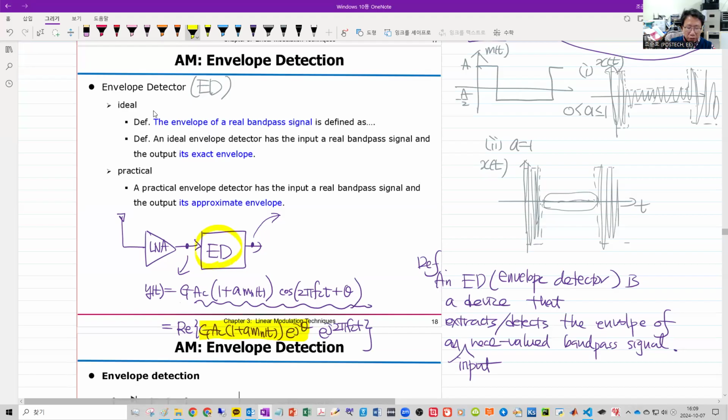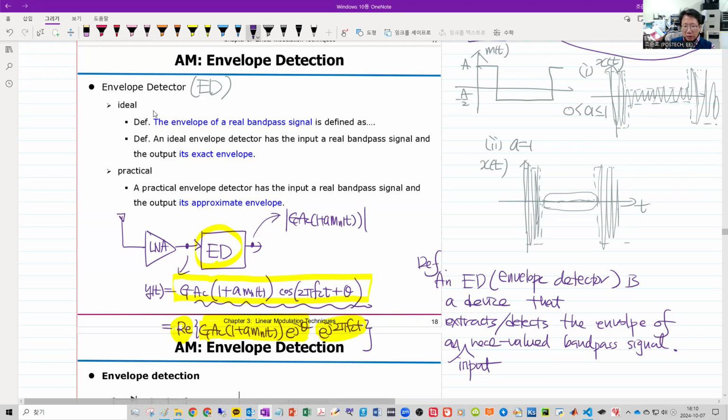So the envelope detector mathematically views the received bandpass signal as the real part of the complex envelope times e to the j 2 pi fct, right? So the output would be what? Simply the absolute value of this one, G A_c (1 + a m_n(t)), done, right? Because e to the j theta has absolute value 1.